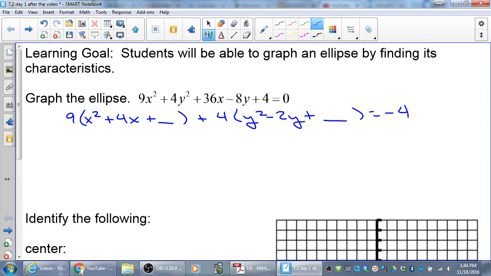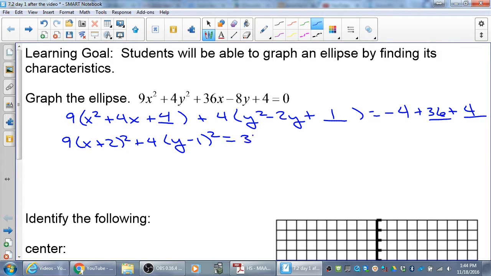4 divided by 2 is 2. 2 squared is 4. But what have we really added to this side? 36. We've not added 4. We've added 36. So we're going to add 36 over here. 2 divided by 2 is 1. 1 squared is 1. Well, we've really added 4 to this side. We have 9 times (x plus 2) squared plus 4 times (y minus 1) squared is equal to now 36.